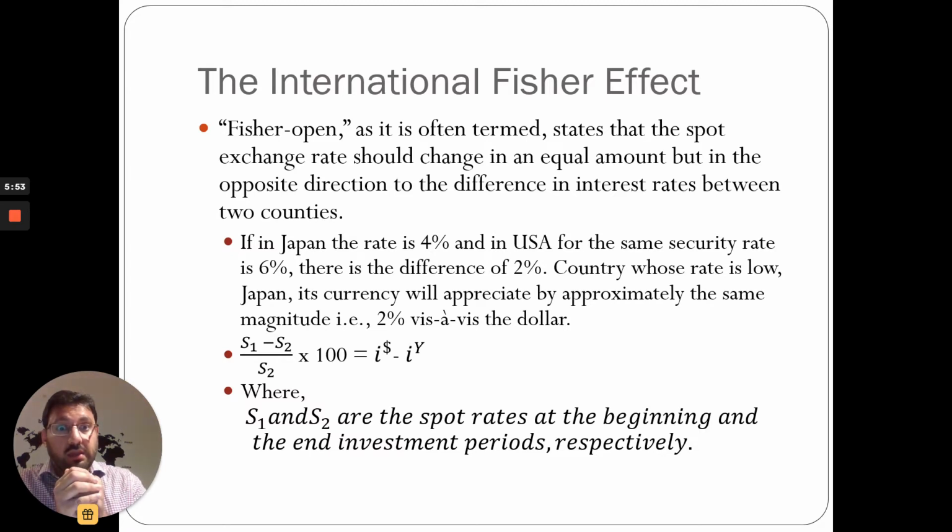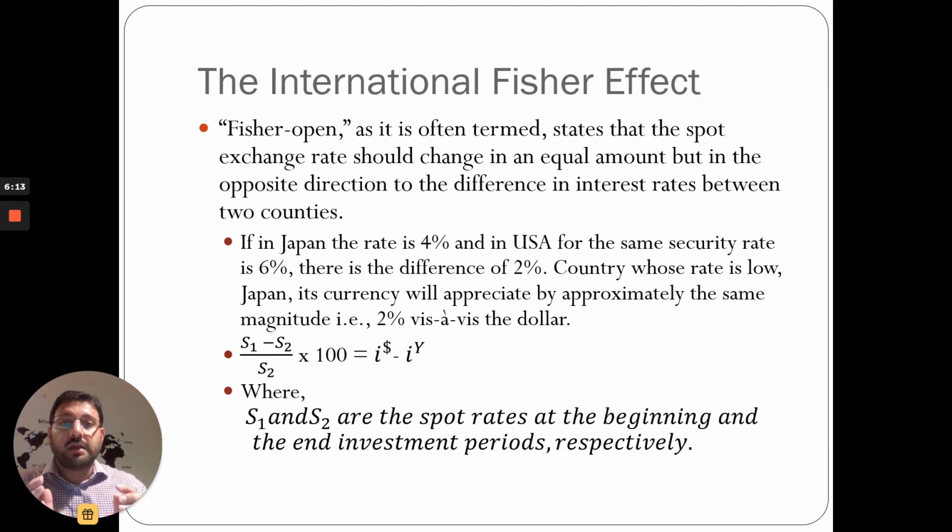So during that 10-year period, because this is a 10-year bond, for each year the appreciation of the yen should be 2%. Otherwise he will be better off by investing in his home country at 6%.